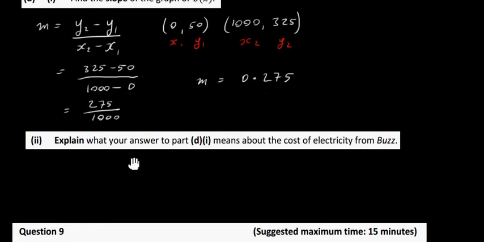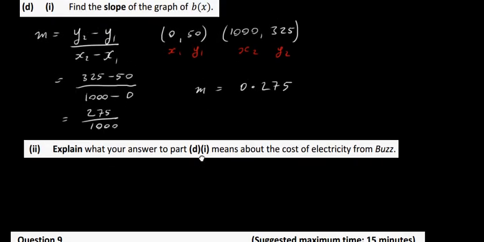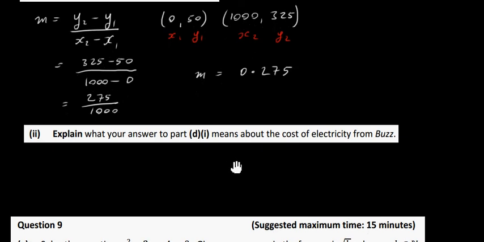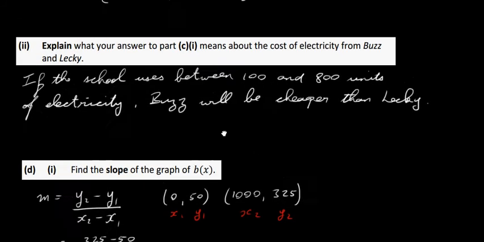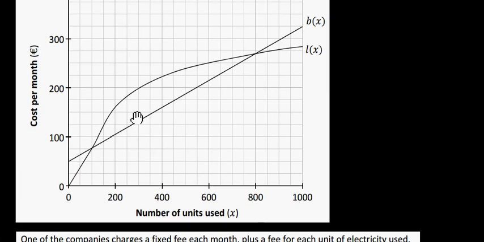What does this actually mean? Explain what your answer to part D1 means about the cost of electricity from Buzz. Well, what the slope means is it's really how the y-axis compares to 1 unit of what's on the x-axis. So in other words, in this case, on our y-axis we have cost. On our x-axis we have number of units used. So it's the cost per unit. It's the cost per 1 unit.